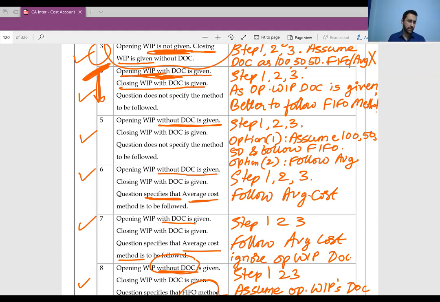Sometimes they mention weighted average cost method in the question, but these people assume 150-50 opening DOC. Why? When the question says weighted average cost, or average, it means weighted average only, not simple average. When the question says average cost method, why do you want to assume 150-50? Just because you have this knowledge of 150-50 doesn't mean you have to use it every time. Is it necessary in the question?